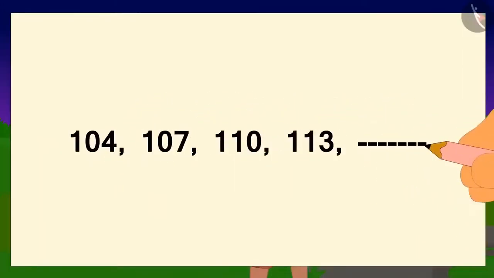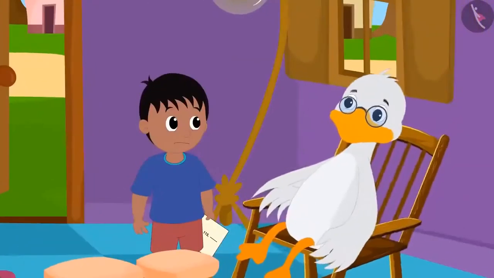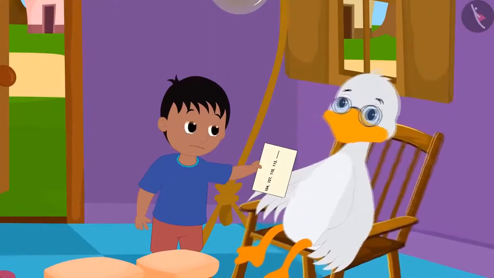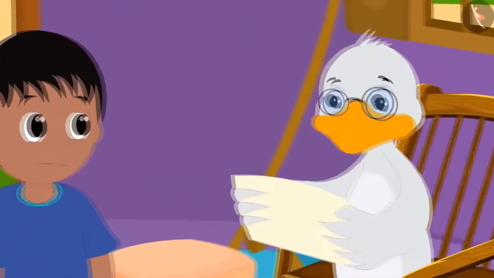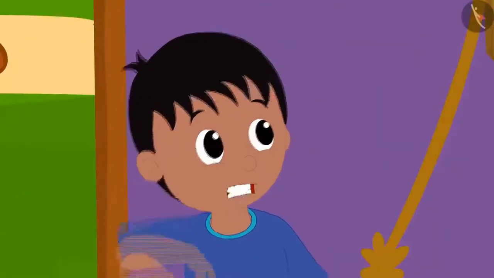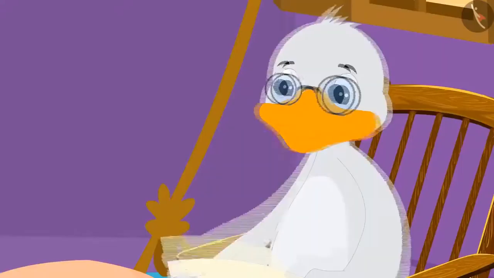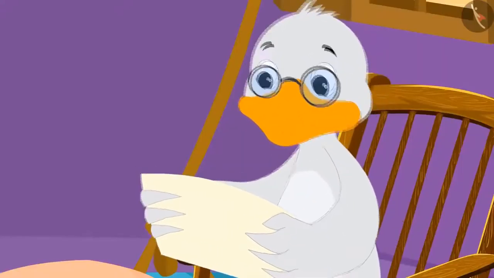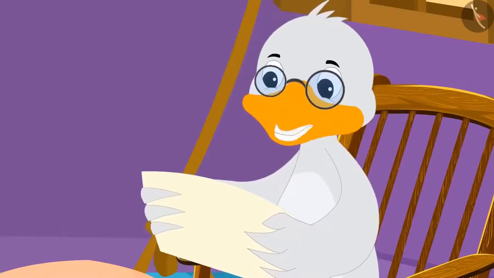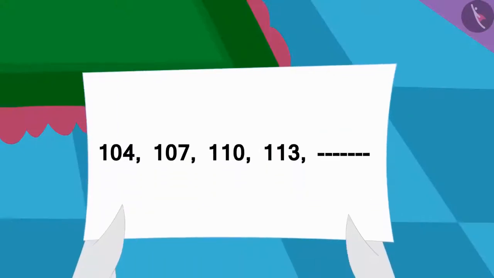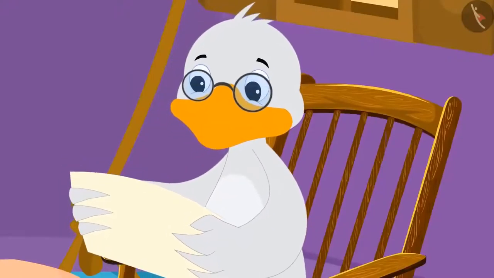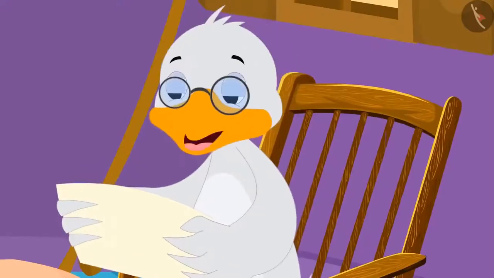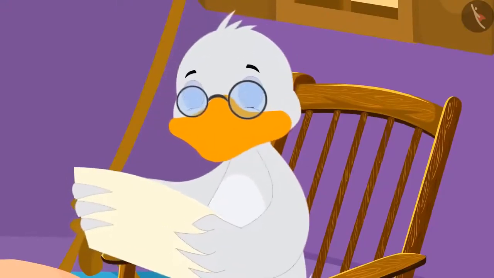Raju wrote the code on a paper and ran fast to Big Mouth Duck Uncle in search of the answer. "This looks like a number pattern." "Number pattern? Uncle, what is this number pattern?" "A list of numbers that follows a certain order or pattern is called a number pattern. Here's your number pattern. Look at the sequence of numbers here. Can you identify the sequence and tell the next number?"